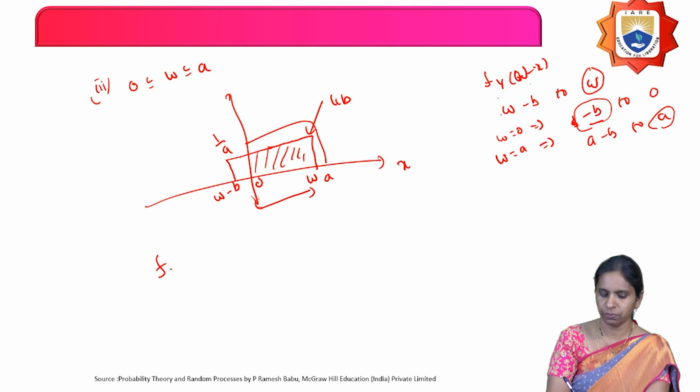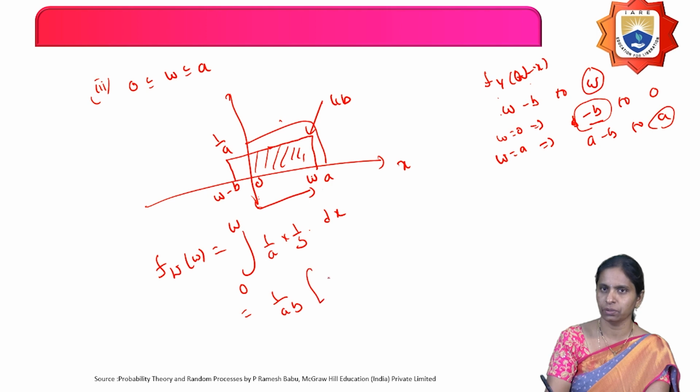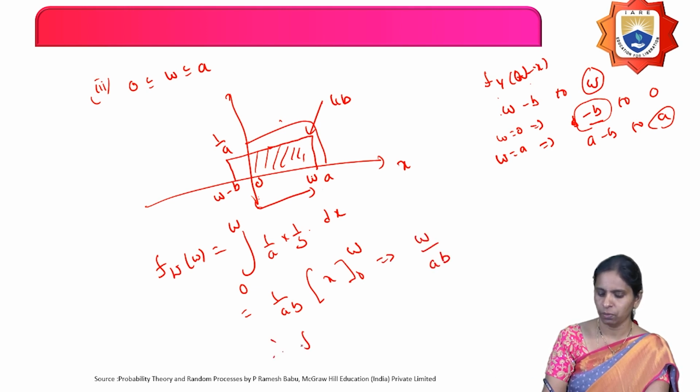Therefore, fw of w equals the common area of x when x is from 0 to w. When x is from 0 to w, what is this value? 1 by a. It is nothing but 1 by b. Therefore, 1 by a into 1 by b into dx, which equals 1 by ab into the integration of x from 0 to w. Therefore, nothing but w by ab. Therefore, fw of w equals w by ab when w is from 0 to a.